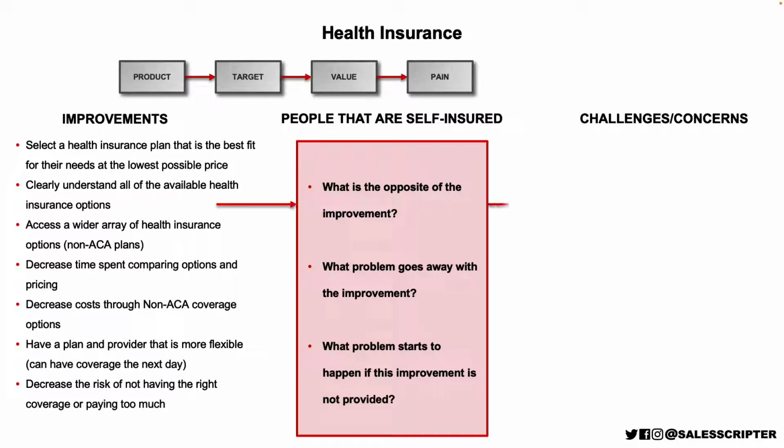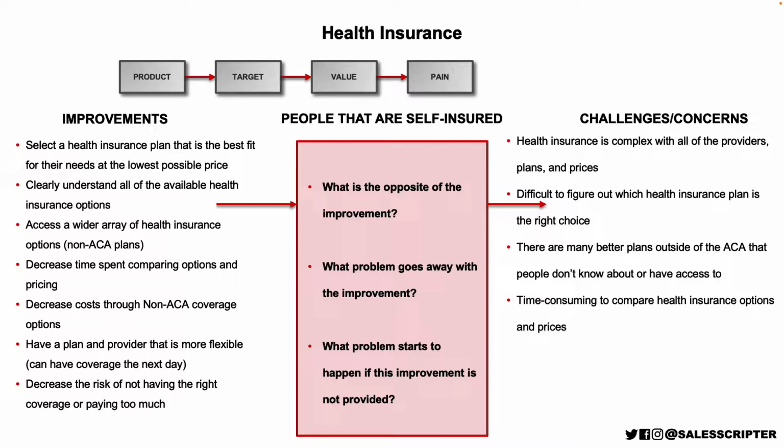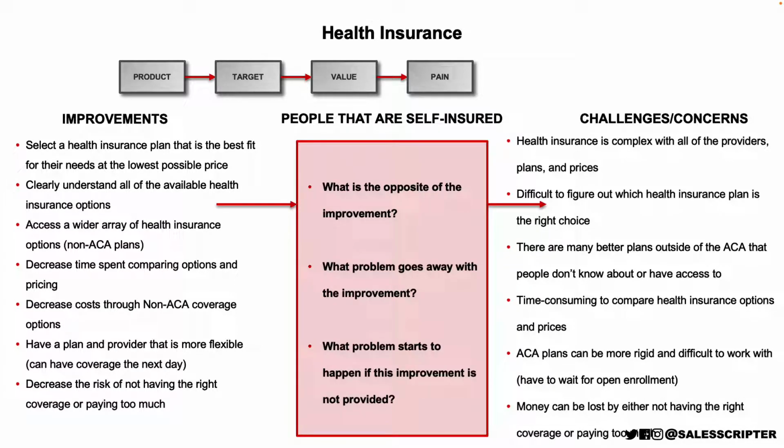And so if we look at these one by one, we come up with some challenges, such as health insurance is complex with all of the different providers, plans, and pricing, and it can be difficult to find out which health insurance plan is the right choice. And there are many plans outside the ACA that people don't know about or have access to, and it can be time consuming to compare all of the different health insurance options and prices. And ACA plans can be more rigid and difficult to work with, and money can be lost by either not having the right coverage or paying too much for the insurance policy.